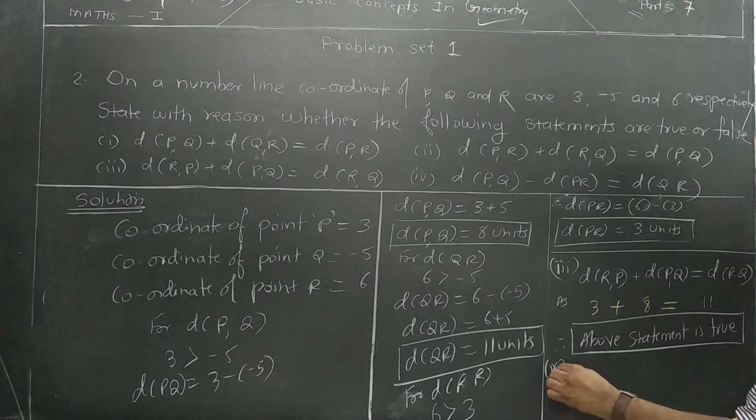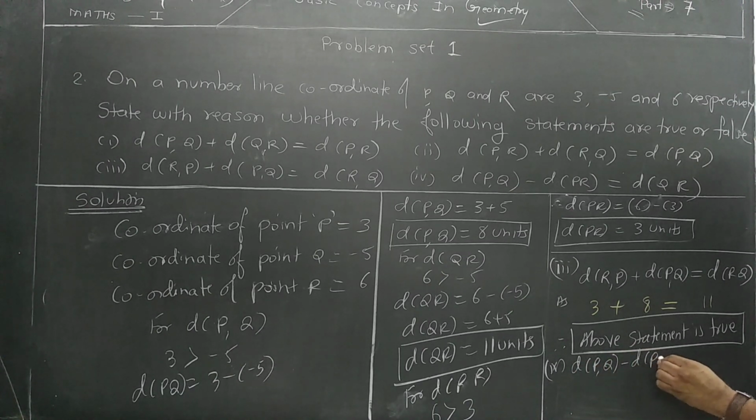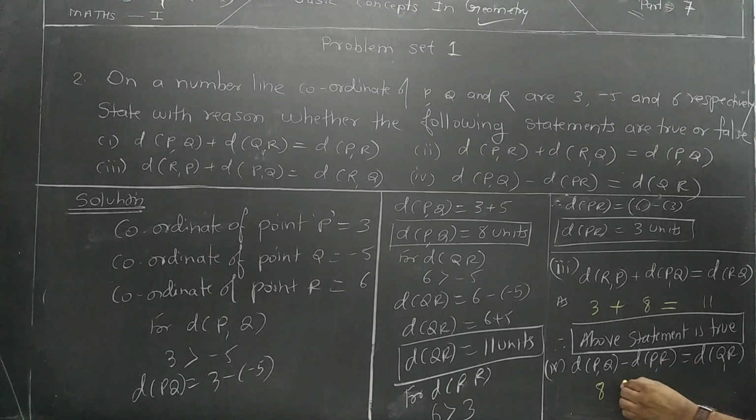Okay, and we go for the fourth statement. Distance PQ minus distance PR is equal to distance QR. Distance PQ is how much? Just check it. PQ is 8 minus PR, PR is 3, is equal to 11. No, they are not equal. So again I can say the above statement is false. This you put in the box.